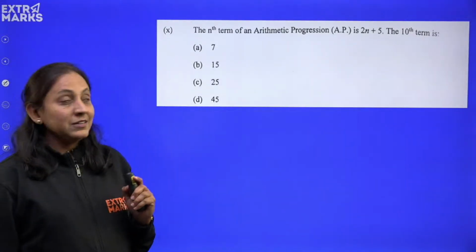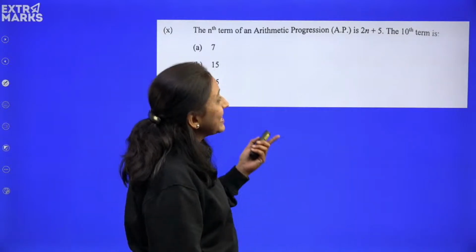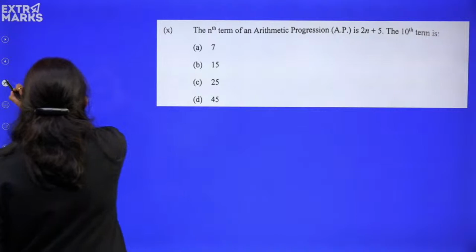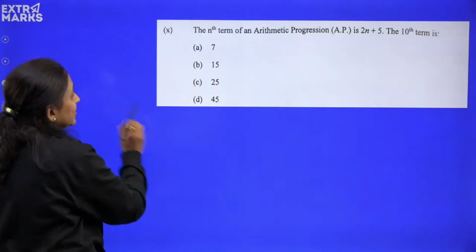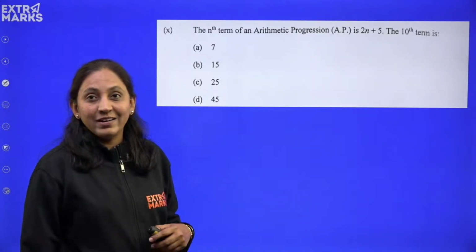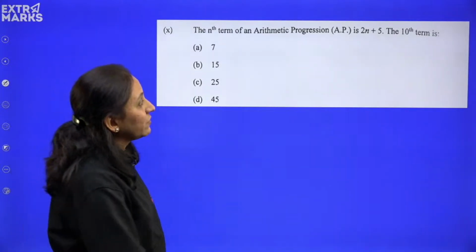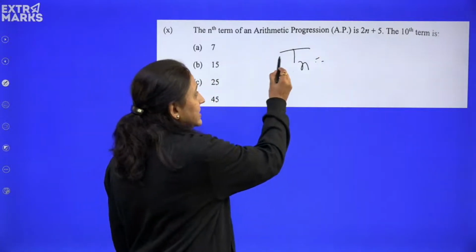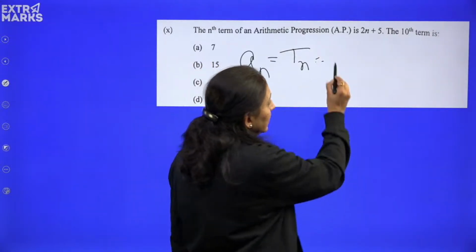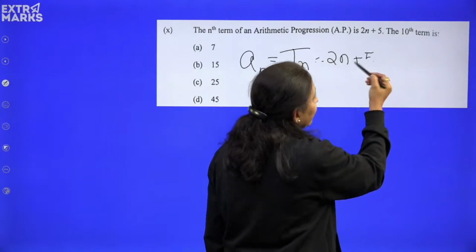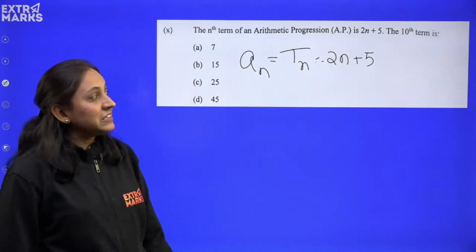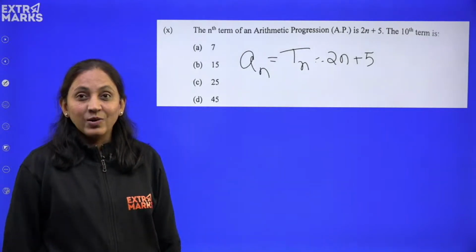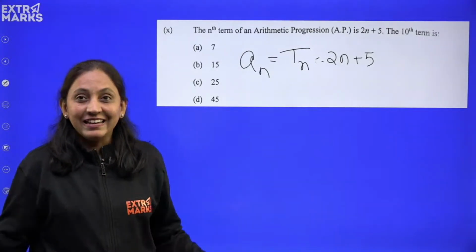So the next question says the nth term of an arithmetic progression is given. This is one of the questions which we had put in our mock paper. You had it in one of the mock tests. The nth term, which we can call Tn, or An, is given to be 2n plus 5. They've asked what the 10th term is. Such a straightforward question this is. There is no need of any thinking.